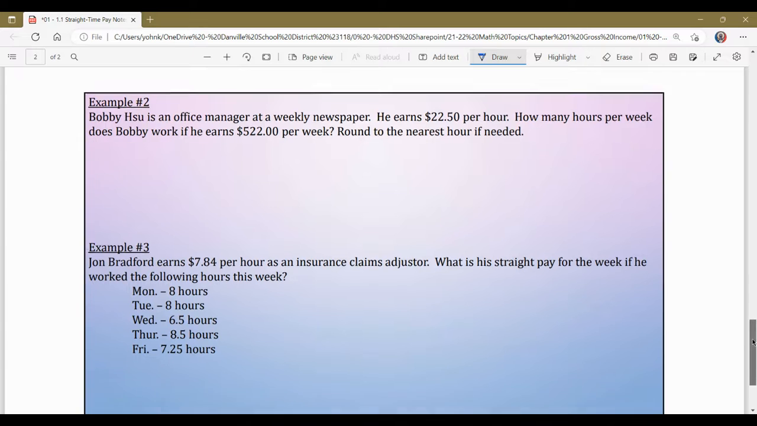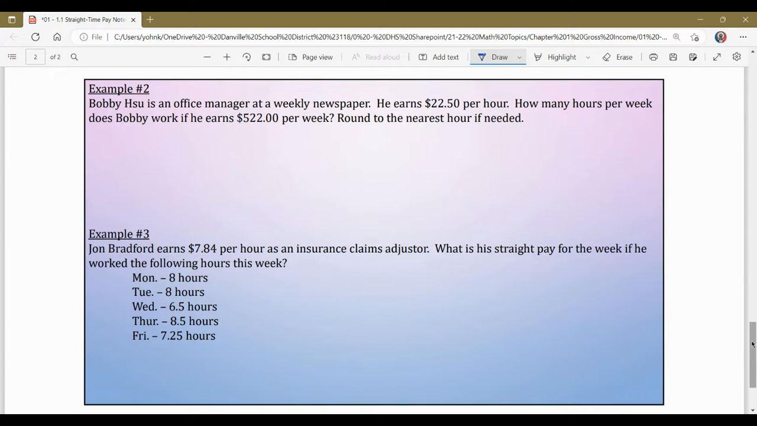All right, number two, Bobby Sue is an office manager at a weekly newspaper. He earns $22.50 per hour. How many hours per week does Bobby work if he earns $522 per week? Round to the nearest hour if needed.